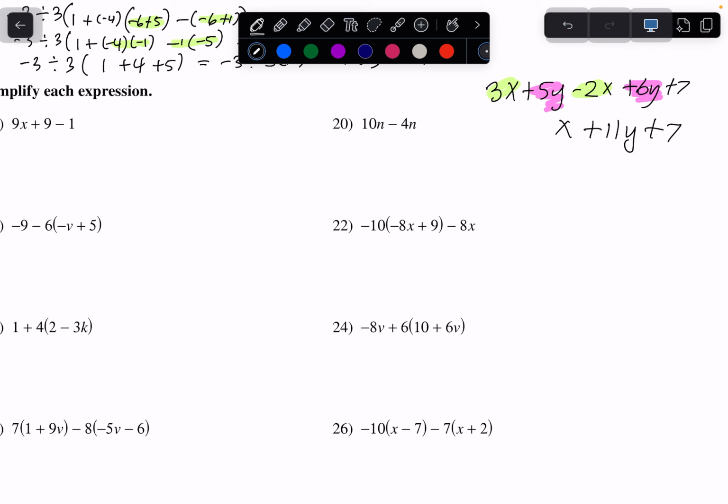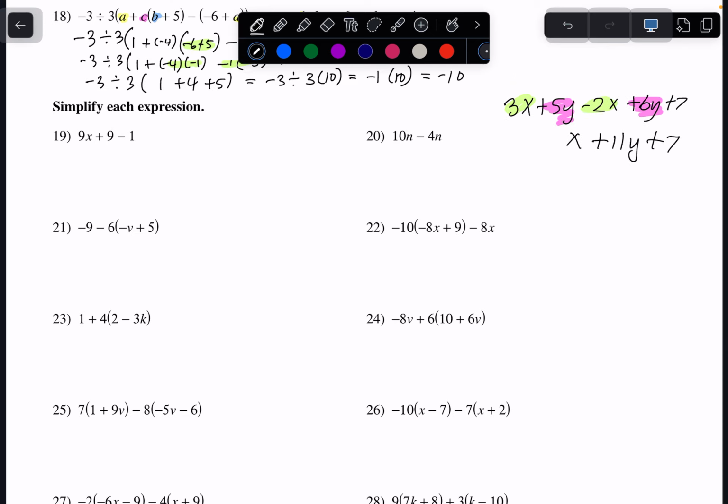So just to remind you how these rules work. There are some things we can do with like terms that we can't do with regular numbers. There's something we can do with regular numbers we can't do with like terms. So you have to just be careful.